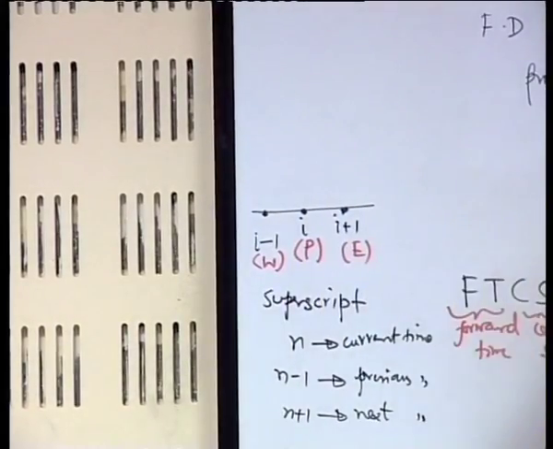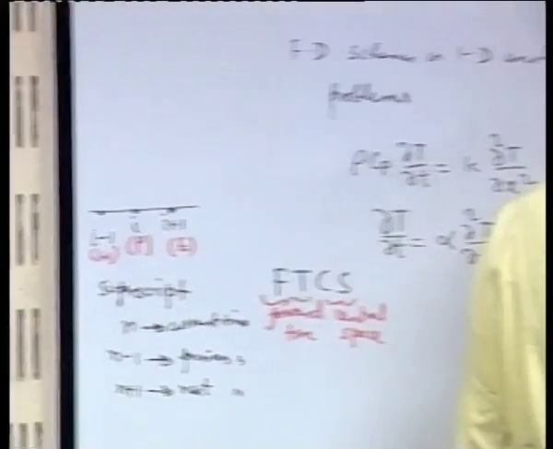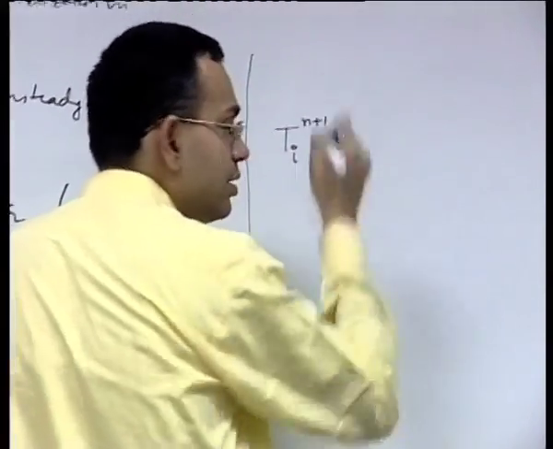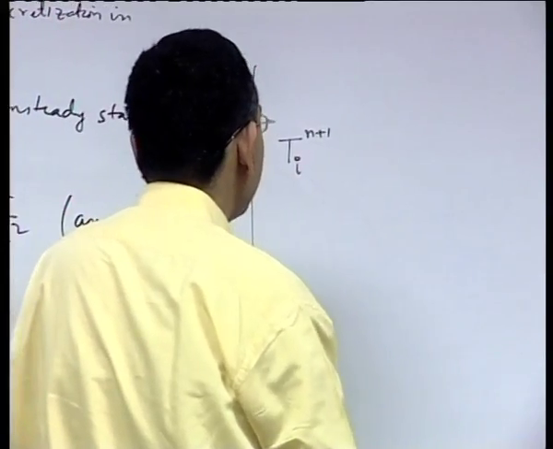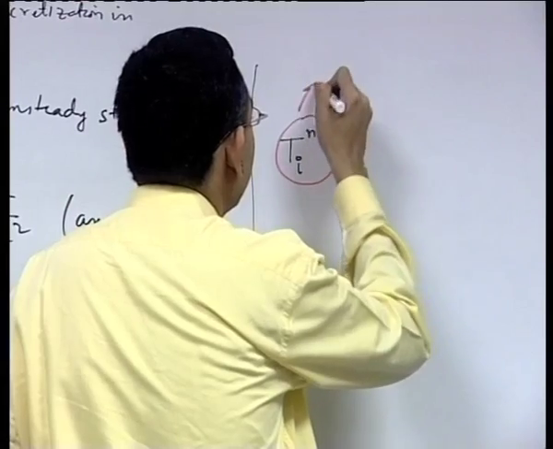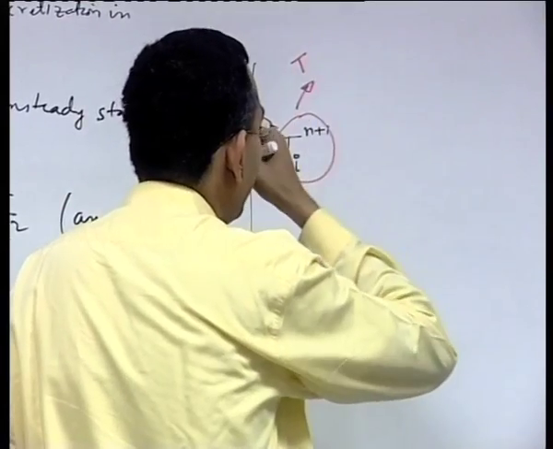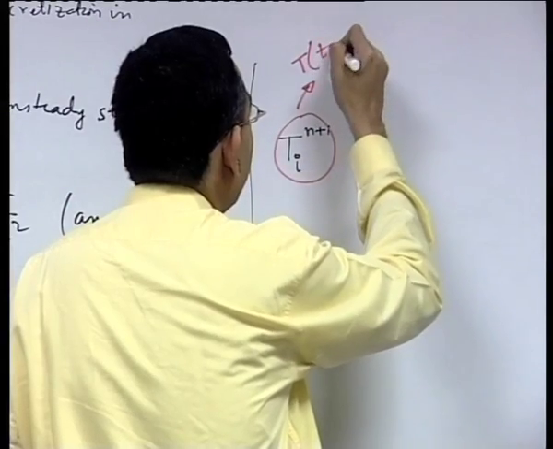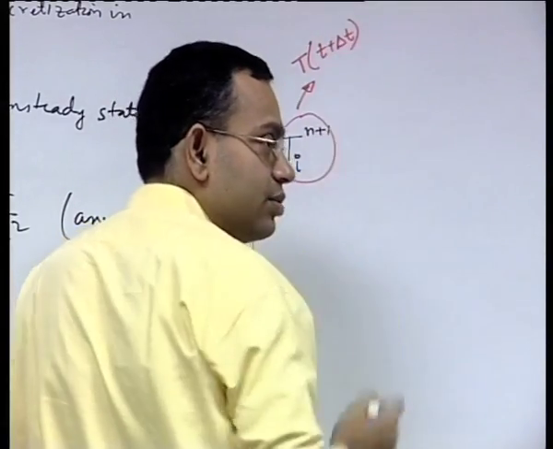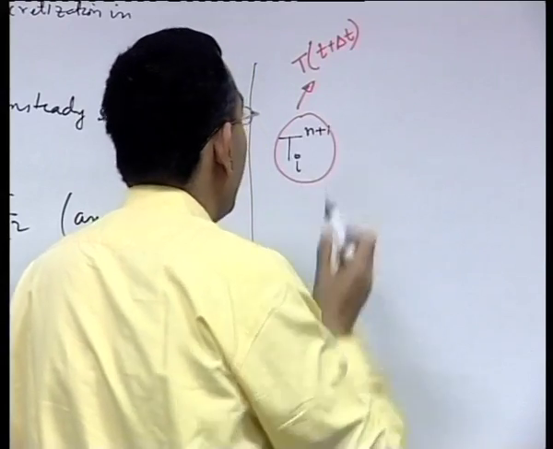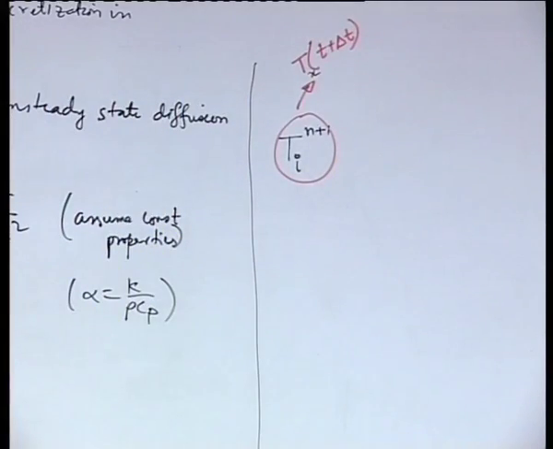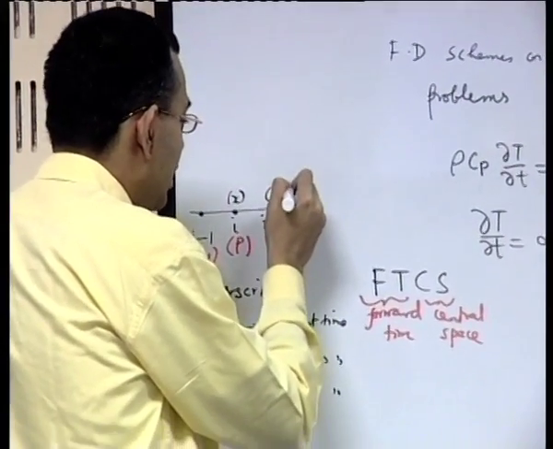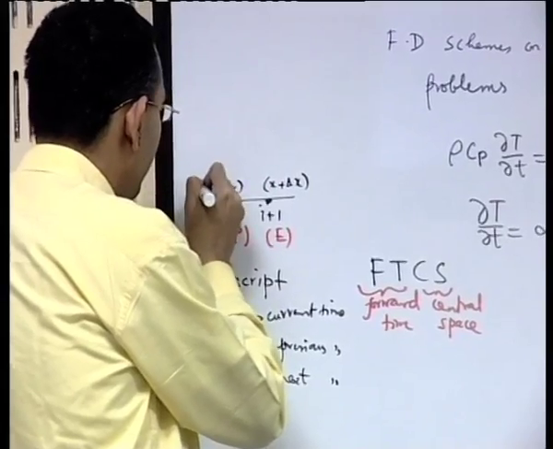So, we can write T I n plus 1. What is T I n plus 1? This is T at time t plus delta t, actually at the grid point I, that is at x. So, I is x, this is x plus delta x, this is x minus delta x.